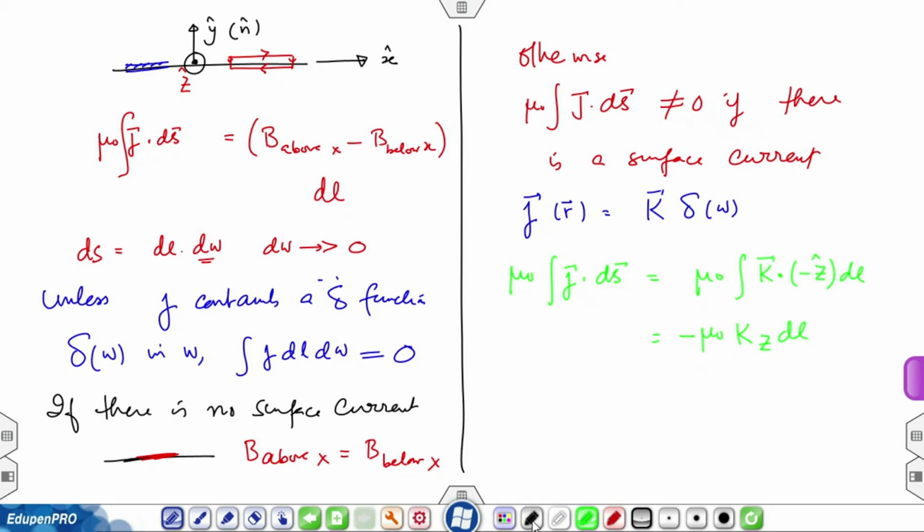So, what do I get? I get B above x minus B below in the x direction, parallel to the surface, is equal to minus mu 0 k z, because dl will cancel. Now, let us see, K is a surface current. This vector is going to be k x in the x direction plus k z in the z direction.